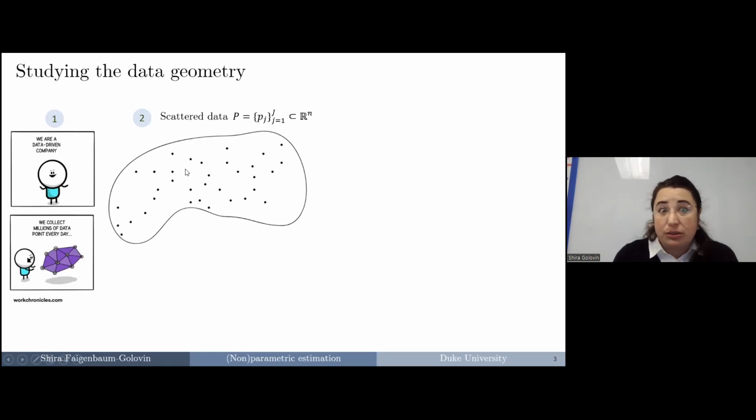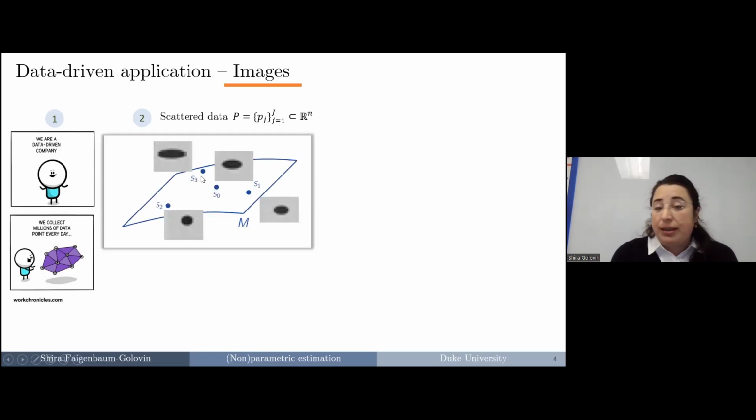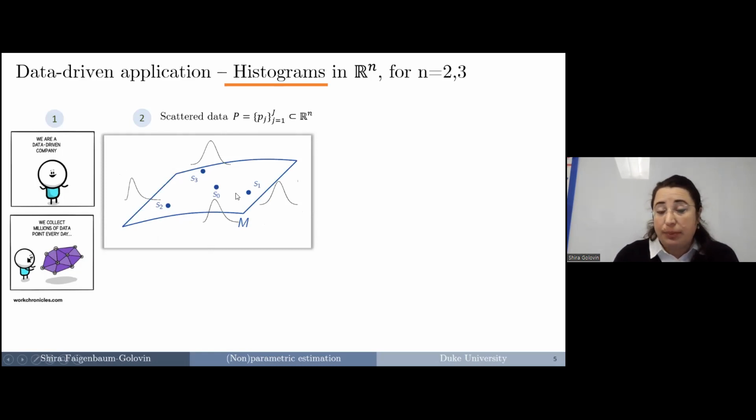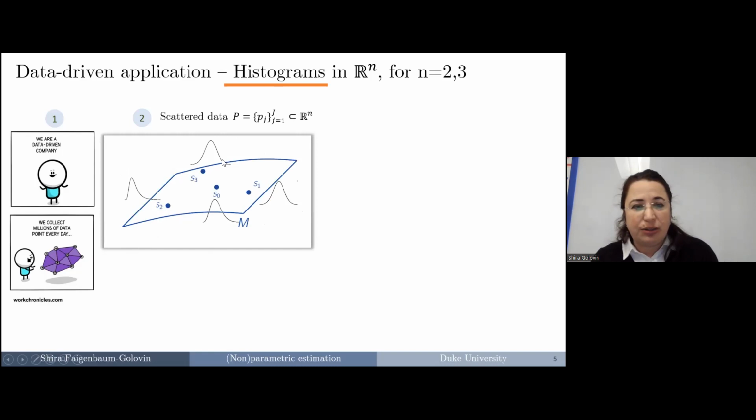The first thing that we need to do is to understand how to embed the data in a Euclidean space, whether data is coming from images, where we know that denoising images on their own is challenging, but if we have a collection of images, maybe it will be easier, or probability distributions or surfaces. Basically, each kind of data is possible in our case.